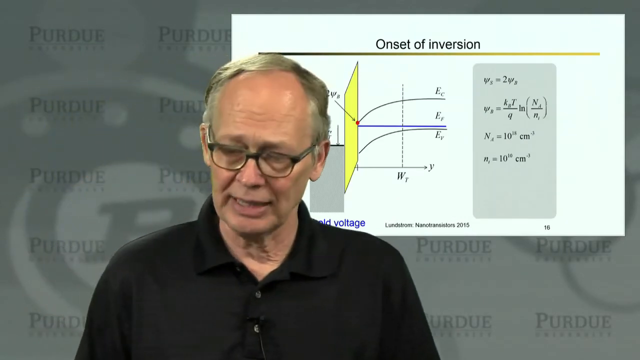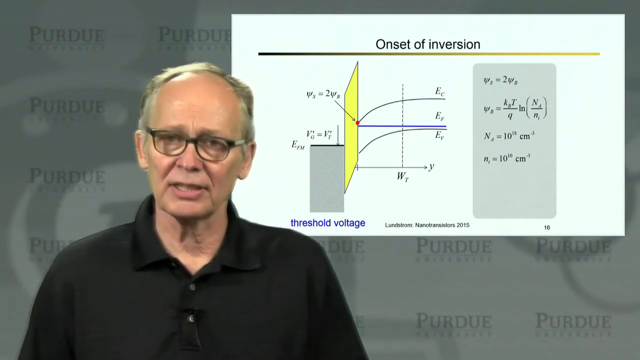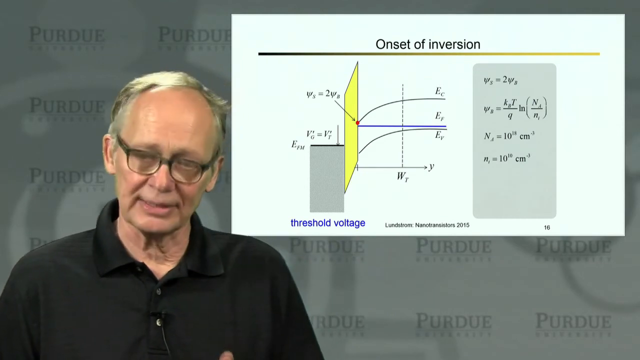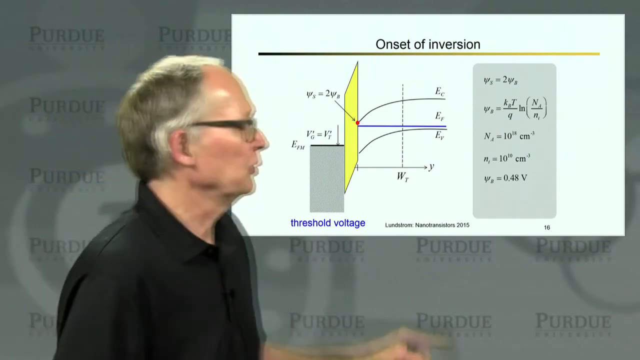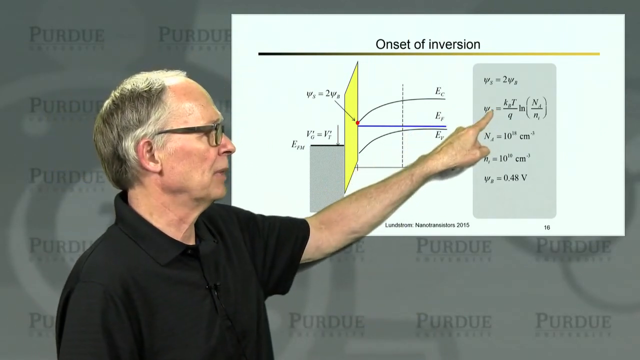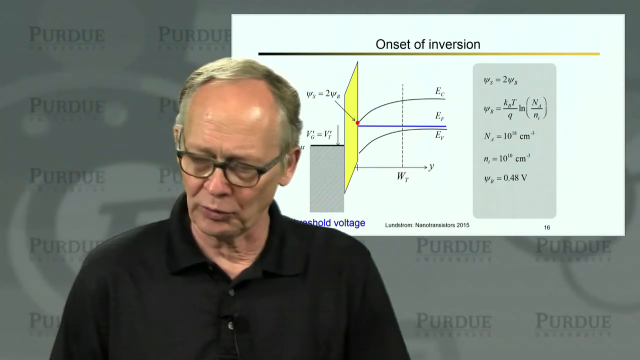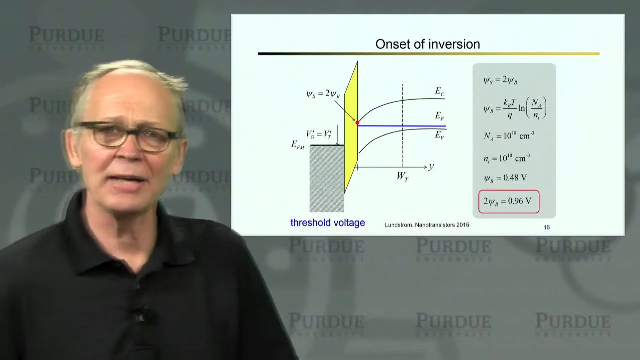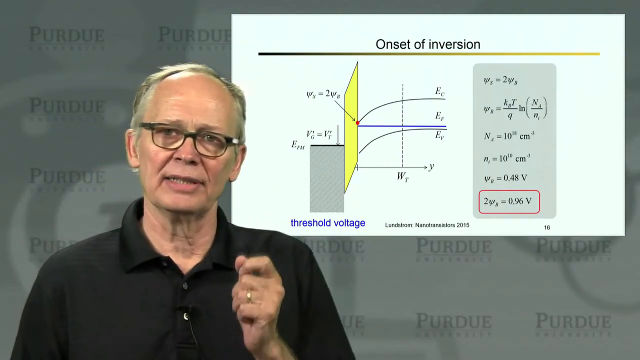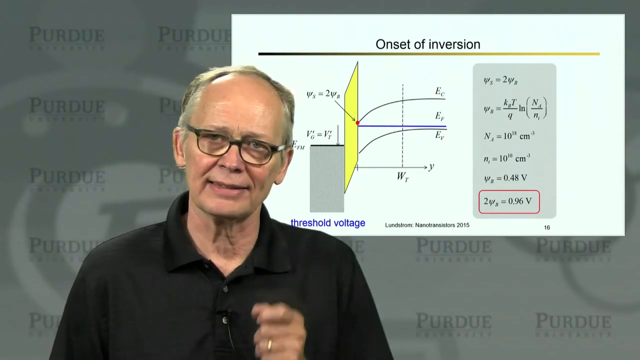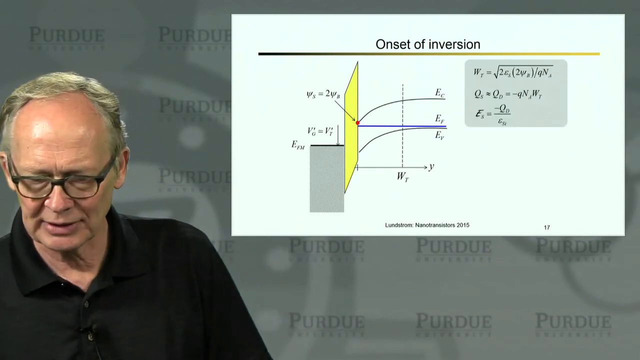Okay, now let's go to inversion. Let's bend the bands to inversion, and let's ask ourselves, what is the threshold voltage of this MOS capacitor we've been discussing? Well, we have to compute this critical value psi b, but we know the doping density N_i. Psi b, we already evaluated, it's 0.48 volts. 2 psi b is 0.96 volts. So we're asking ourselves, what gate voltage does it take to produce 0.96 volts surface potential? That's the threshold voltage of this MOS capacitor.